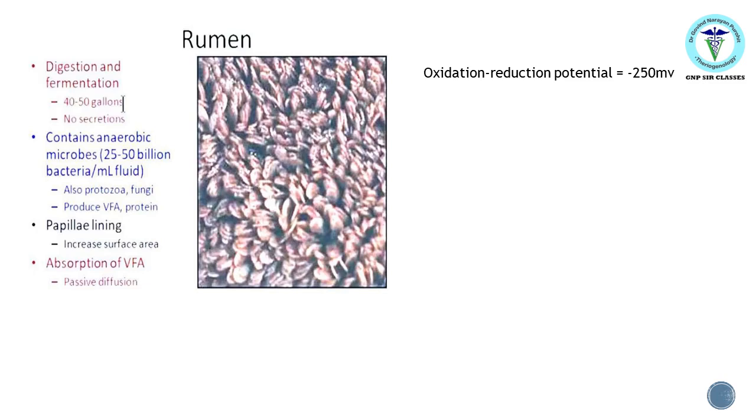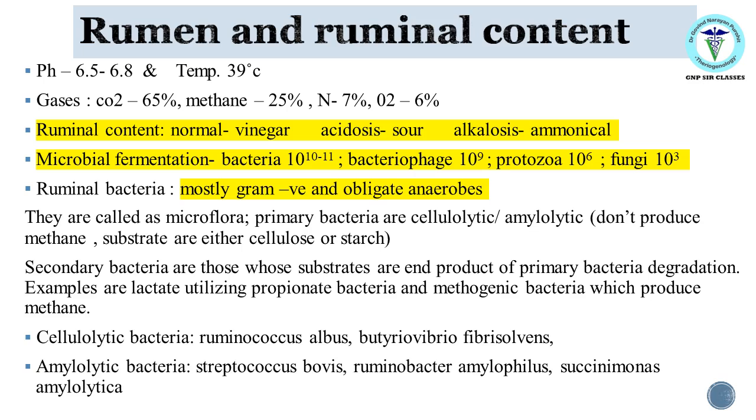The rumen is a fermentation chamber containing billions of microbes that help break down food. This process produces volatile fatty acids, which are a primary energy source for ruminants. The rumen maintains a specific pH and temperature to support microbial fermentation. This environment allows for the breakdown of complex carbohydrates and proteins, providing essential nutrients for the animal.